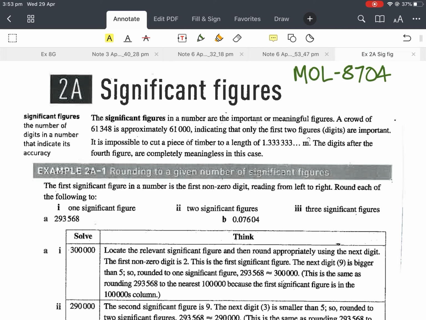So I'm just going to read through the ones that are here now on the sheet. Significant figures in a number are the important or meaningful figures. A crowd of 61,348 is approximately 61,000, indicating that only the first two digits are important. It is impossible to cut a piece of timber to a length of 1.333333 and so on meters. The digits after the fourth figure are completely meaningless because they're just way too small. So this is where significant figures comes in.